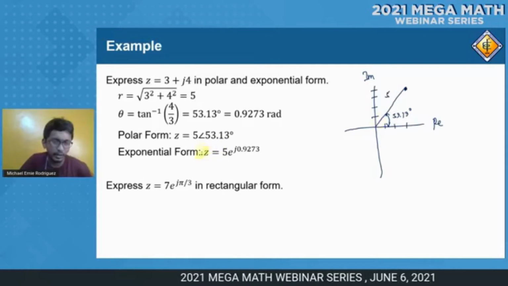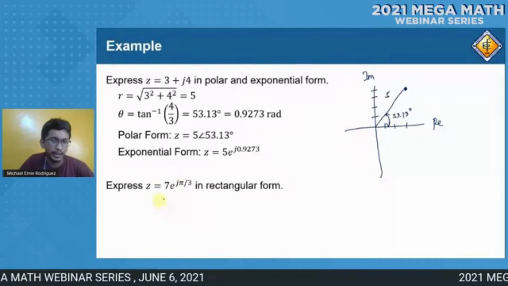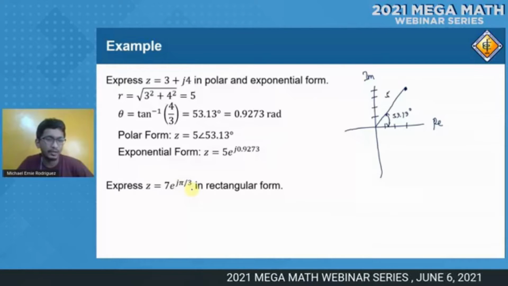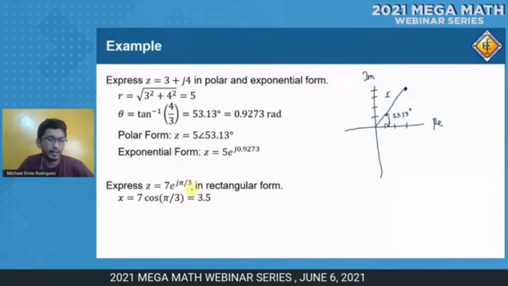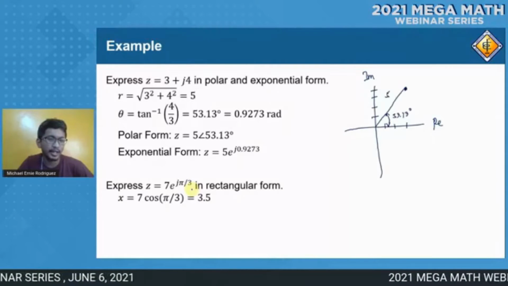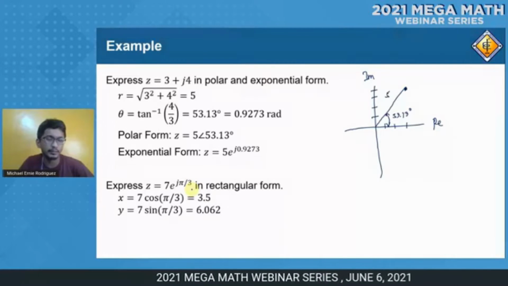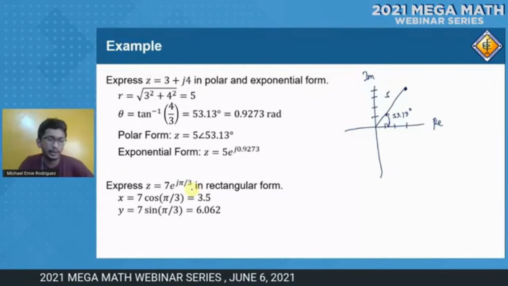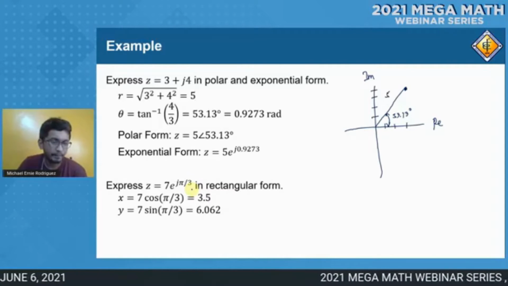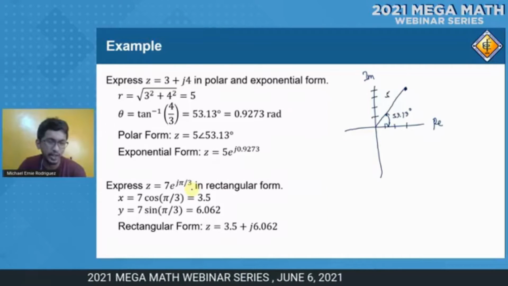Another example: express 7e raised to j pi over 3 in rectangular form. Take note, this given is in exponential form, and pi over 3 is in radians. Solve for x: 7 cosine of pi over 3 is equal to 3.5. Then y is 7 sine of pi over 3, that is 6.062. When you input this in the calculator, you should be in radian mode. In rectangular form, z is equal to 3.5 plus j 6.062.